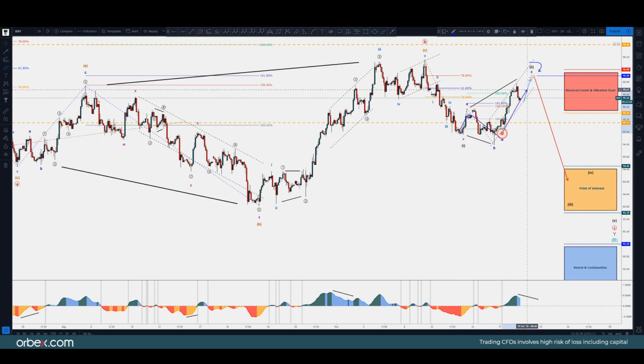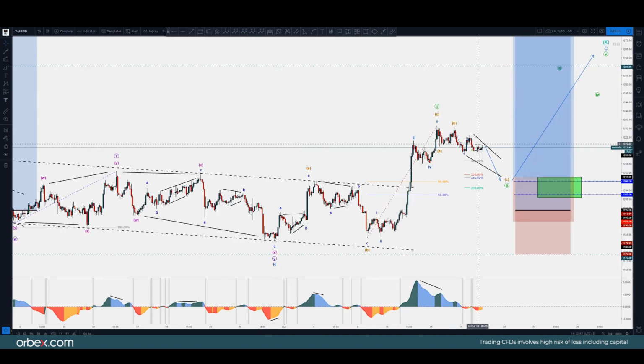So the view is pretty clear, and the levels in focus would be, intraday wise today or possibly tomorrow, 95.90 or 96 for the dollar index. Let's see exactly what would happen there. Next, gold.